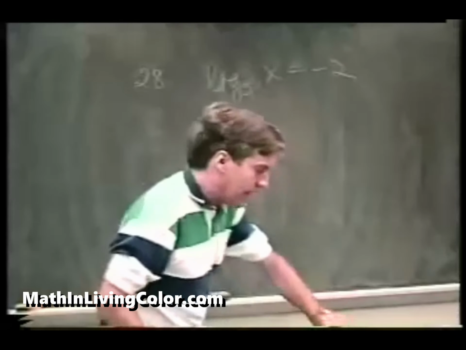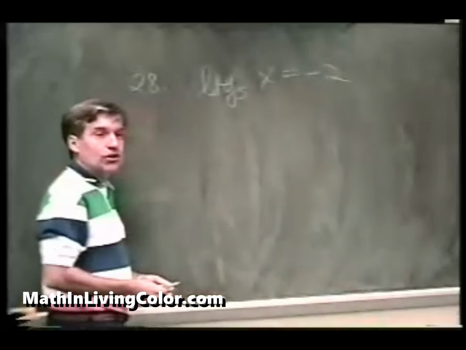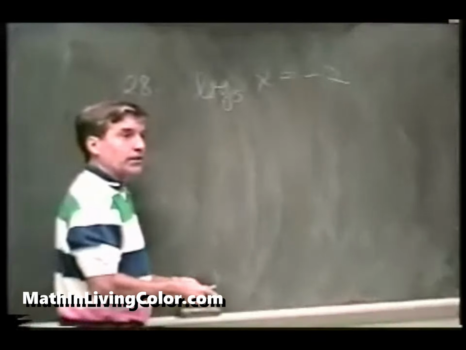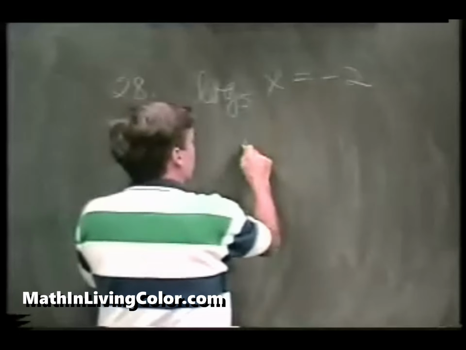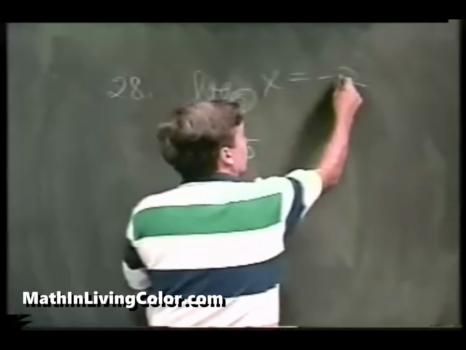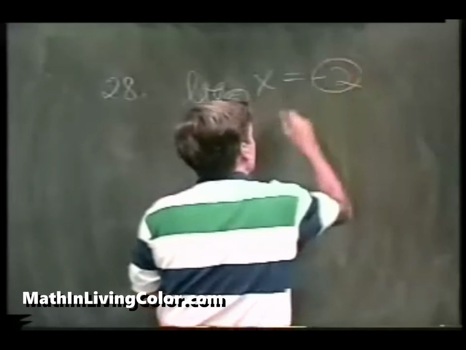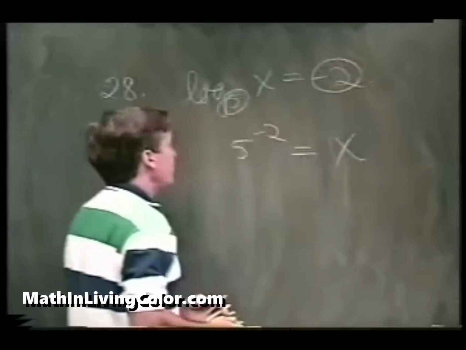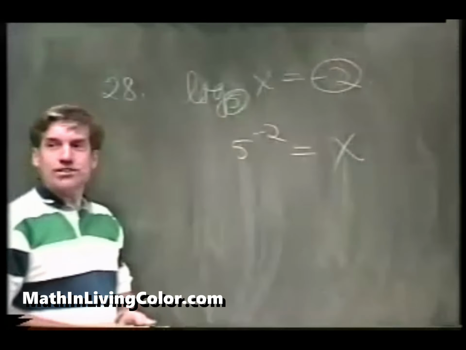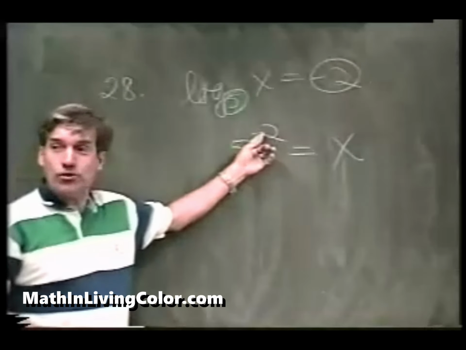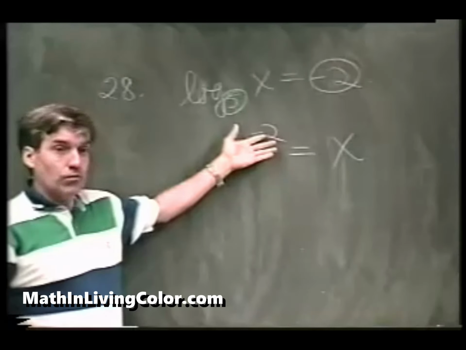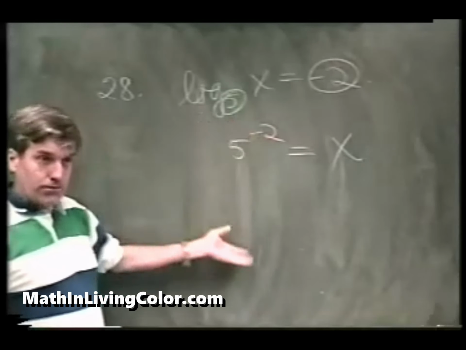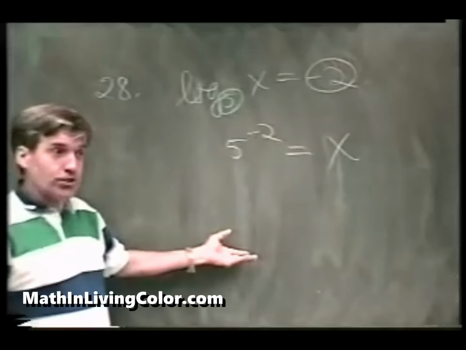Log base 5 of x is equal to -2. So what do you have to do first? 5 raised to the -2 power is equal to x. Does everybody know what 5 to the -2 power means? 1 over 5 squared, which is 1 over 25.